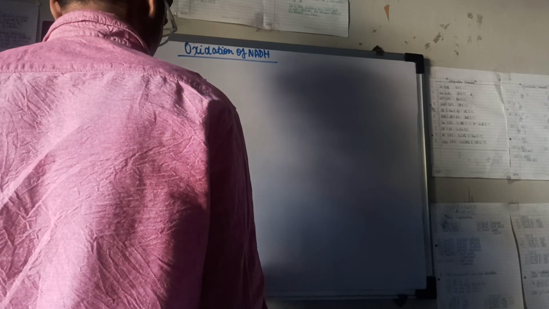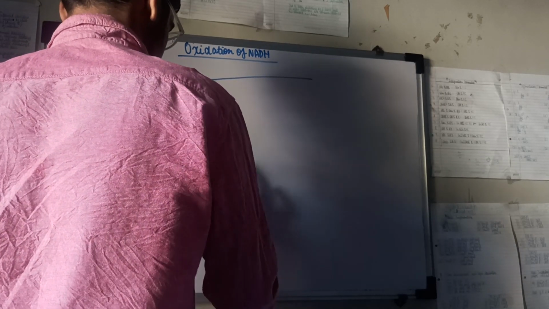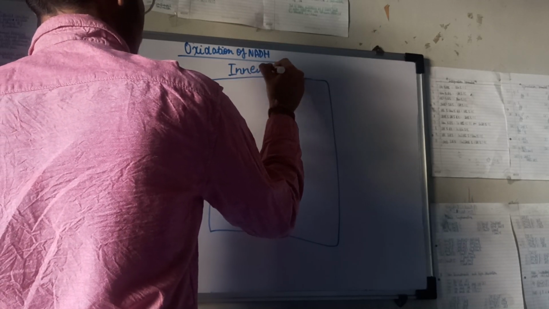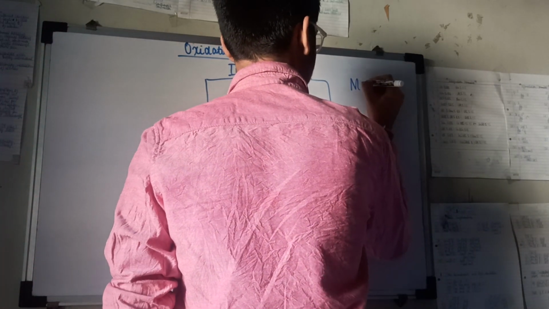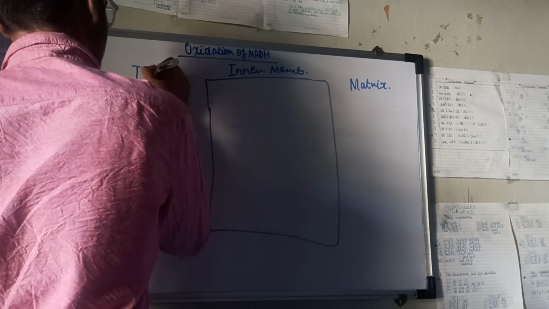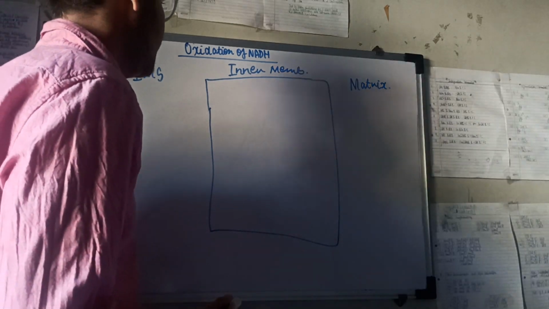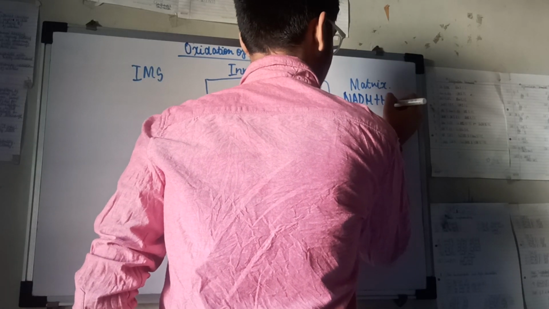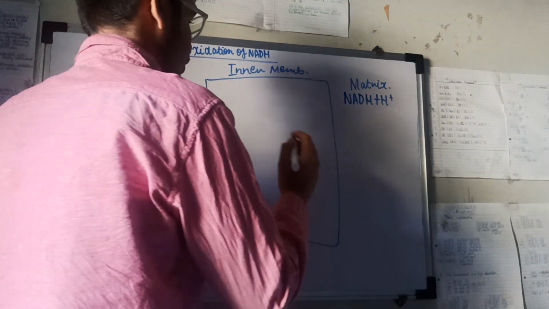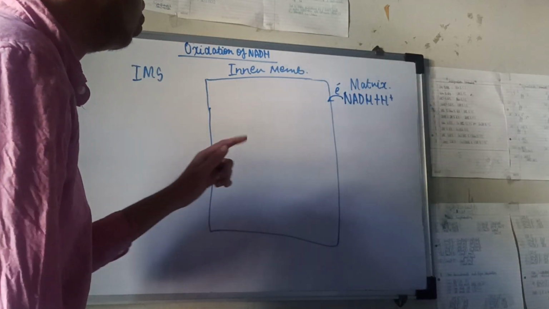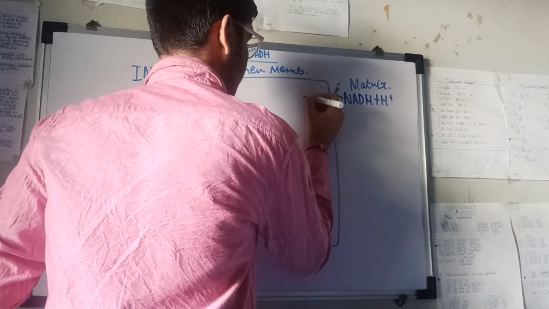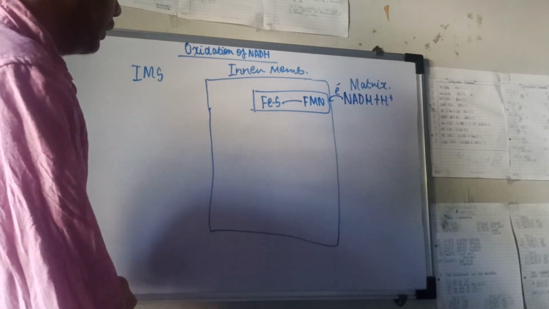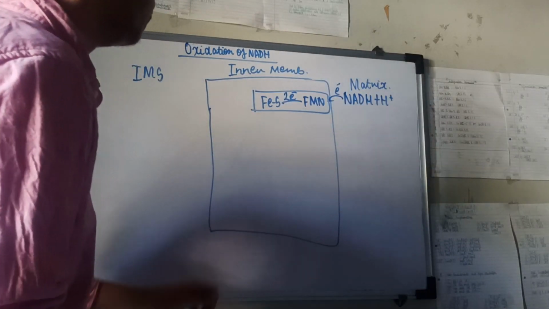Let's draw. This is the inner membrane. This is the matrix, and this is the intermembrane space, that is IMS. So for the oxidation of NADH, in the matrix we have NADH, NAD and H plus, which we got. Here is the electron transfer. Electrons will move, then be taken by FMN, then by FeS. This forms complex 1, right? So here 2 electrons are transferred.